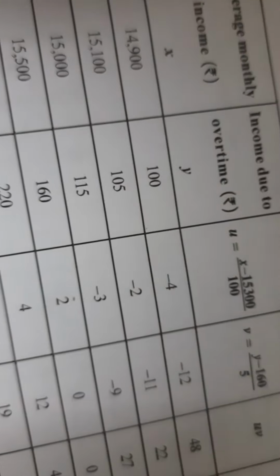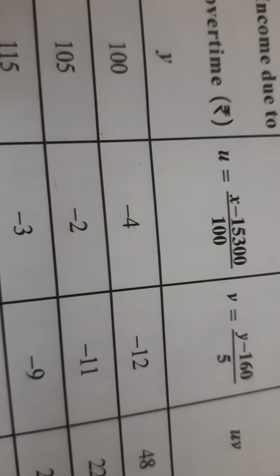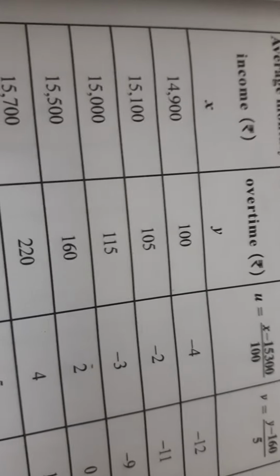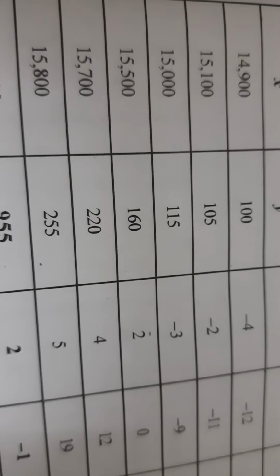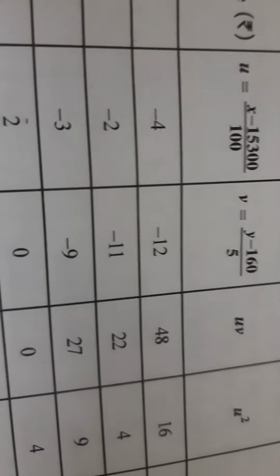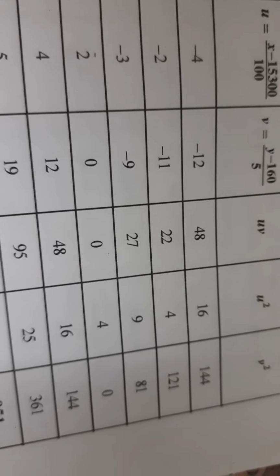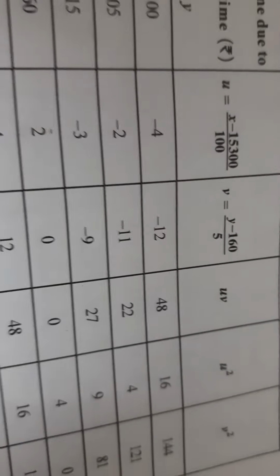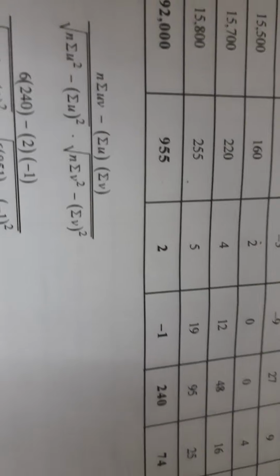And so about v, it is y minus 160 upon 5. Why do we take 5 as d? It is because all these values of y are divisible by 5. Okay, and that's why we take it as 5 here. So v is equal to y minus 160 upon 5. Then you can find out value of u, v, uv, u squared and v squared. Once the calculation of u and v is done, the sum is going to be very easy later on.